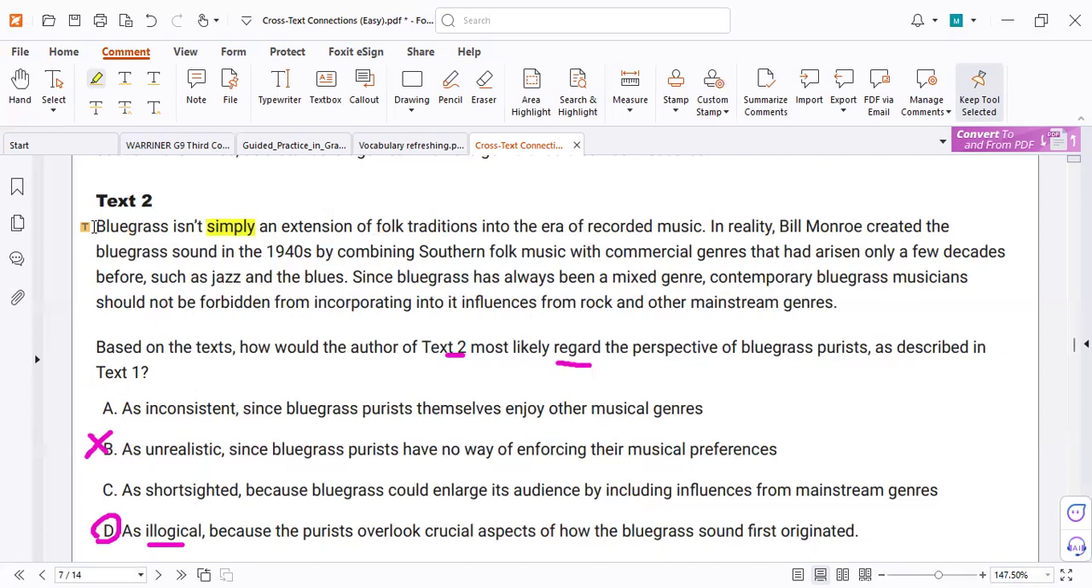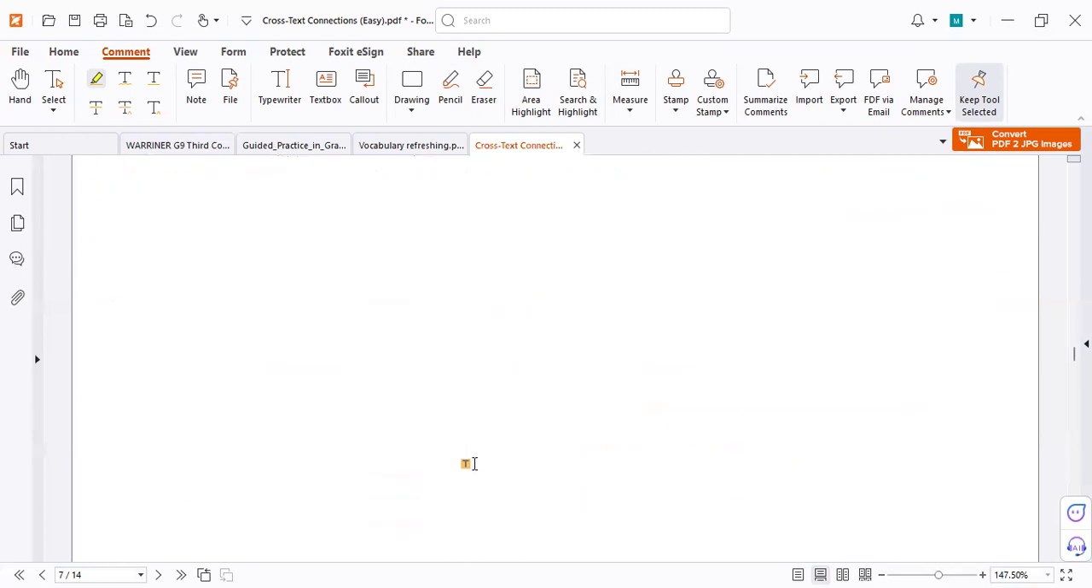So the writer said it directly, so he said not logical. He didn't mention that it's unrealistic. Because of the reason: the purists overlook. And what does overlook mean? Exaggerate in their looking. It's something not real. Feel it? Yes. That is correct. Next.